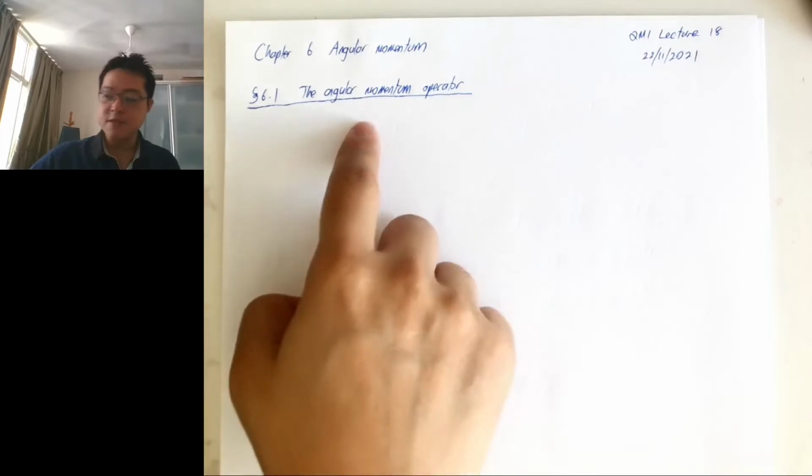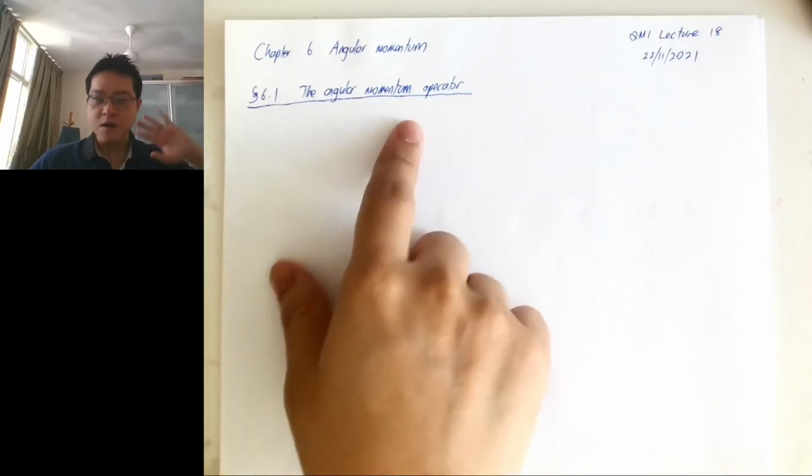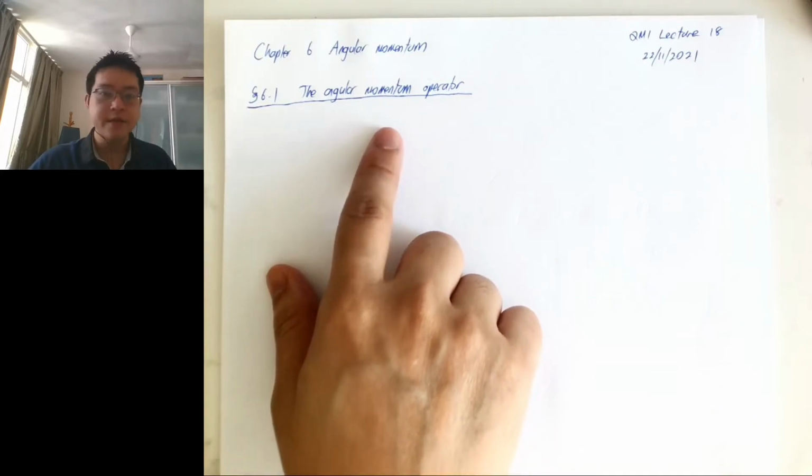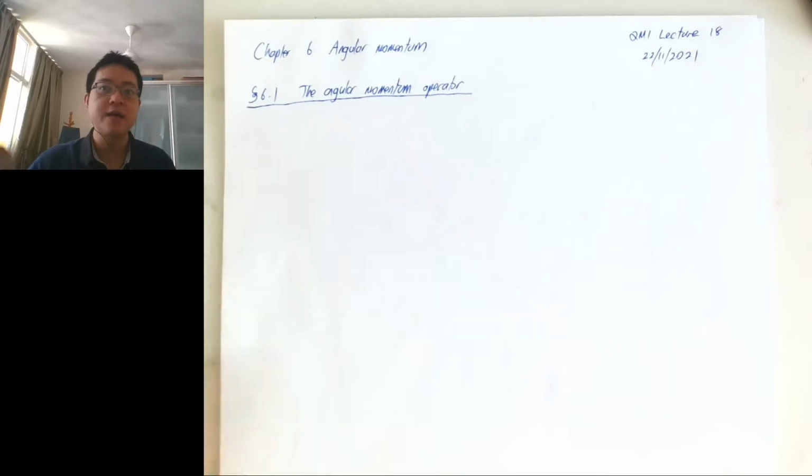So today we'll talk about the orbital angular momentum, and it will be the same angular momentum that is carried by the hydrogen atom, the m and l quantum numbers. Okay, so that is what we will try to do today.